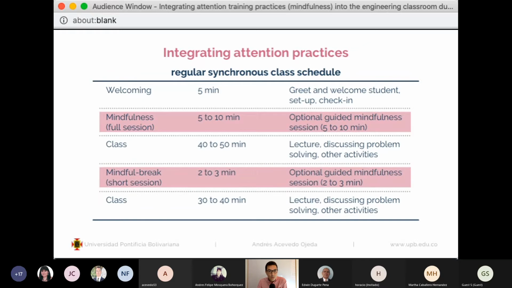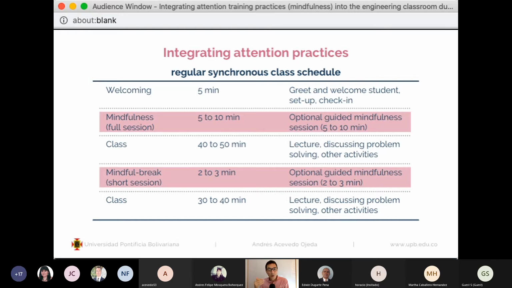And lately, for those classes that can be more challenging for students due to the complexity of the topic or to the amount of information, I have also offered short sessions from 2 to 3 minutes right in the middle of the class. So whenever I feel that they can use a break, I offer an exercise of up to 3 minutes in the middle of the class. Again, these moments are optional. Students can very well use them to go to the washroom or to do anything else.